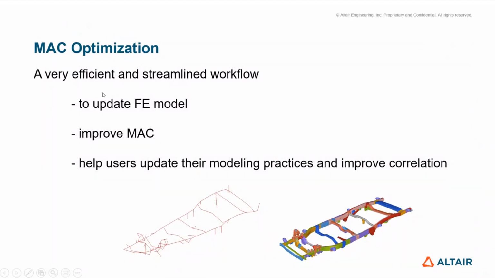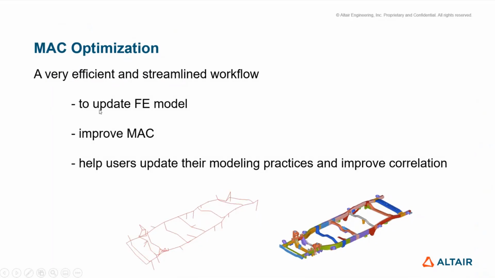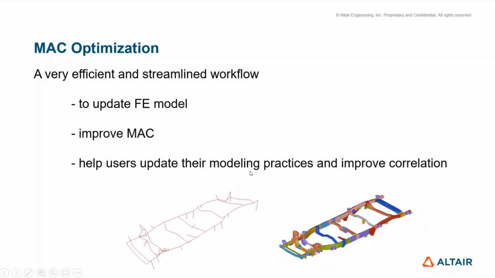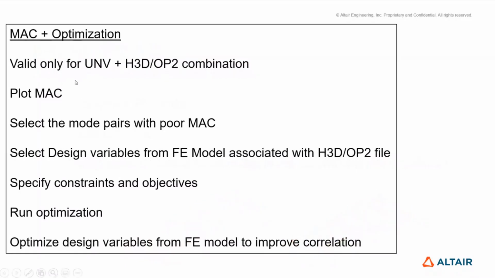It is a very efficient and streamlined workflow, which allows users to update their FE model and improve their MAC, and finally, the end result is helping users to update their modeling practices. So in general, it's valid for test CAE combination results. The users need to plot it, select the mode pairs with poor MAC, select the design variables from the FE model, specify the constraints and objectives, run the optimization, and optimize the design variables from the FE model to improve correlation. So this is the general workflow for MAC optimization.